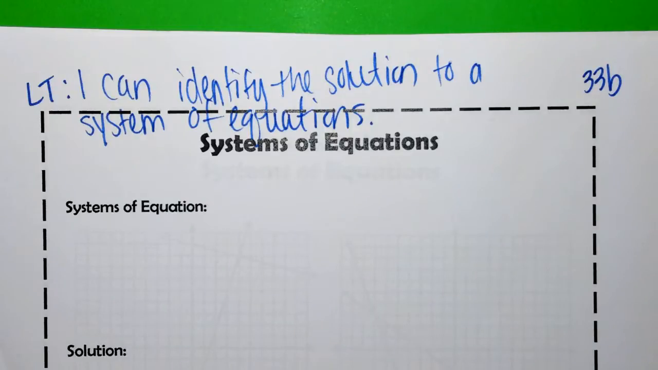Alright, so what did we just say was the solution to a system? Where both lines touch, where they cross each other. So that's what we're going to be identifying first today.